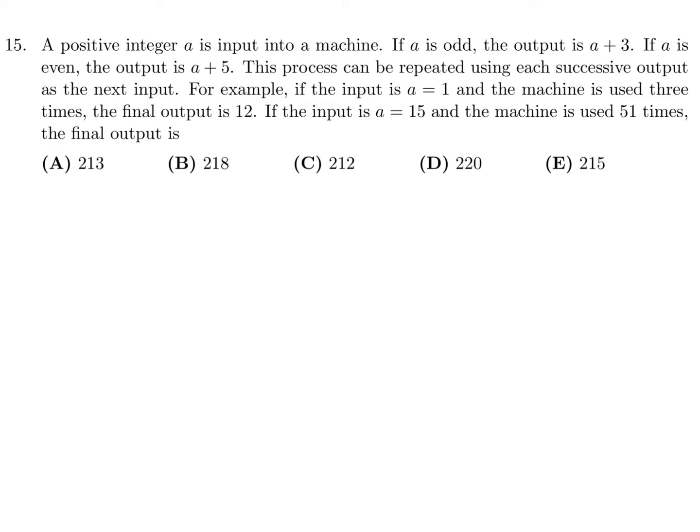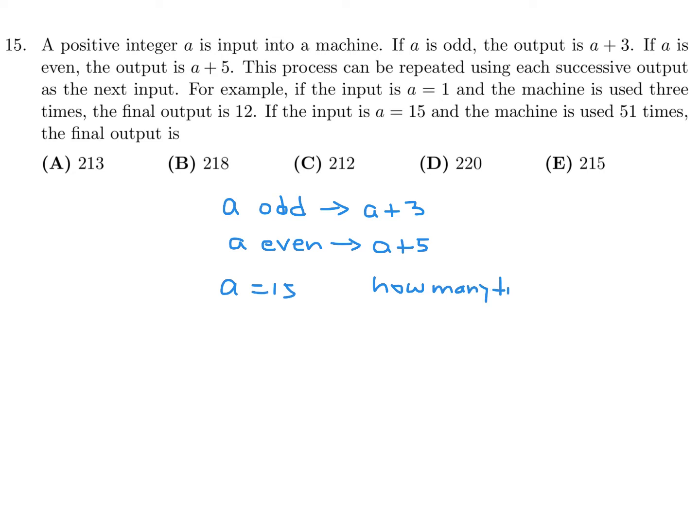Okay, so if A is odd, we get A plus 3. If A is even, we get A plus 5. So they're starting with A equal to 15. And then this is how many times. And we want the output. Okay, so let's see what we get here. I'm not going to do it 51 times. Let's see if we can get some sort of a pattern, and then we can extrapolate that pattern.